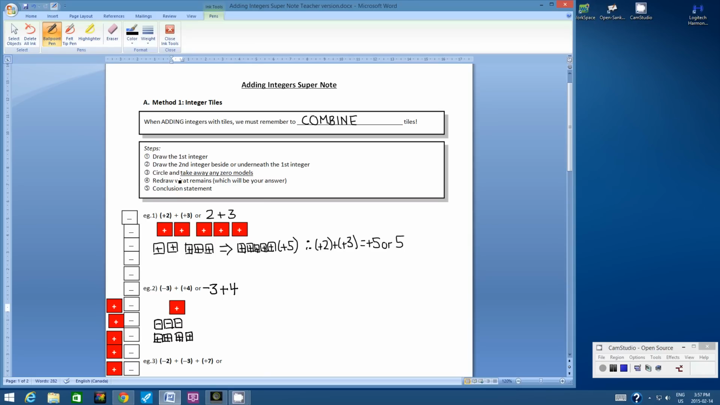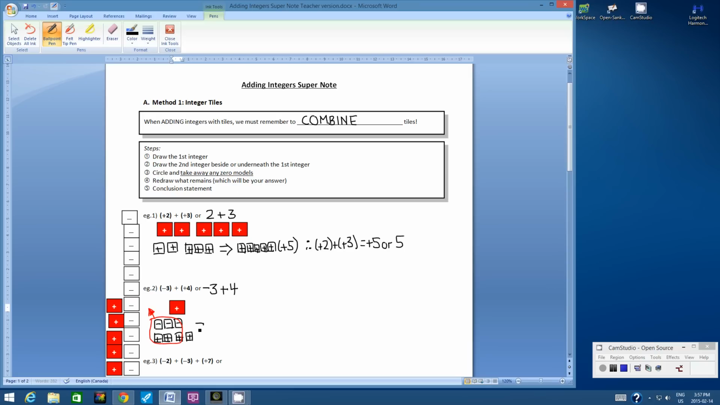Number 3, circle and take away any zero models. So what I want you to do is circle, this time, all 3 zero models with one loop. Normally, in the past, we've circled each individual zero model, but for these questions, I want you to circle all zero models with one loop, and then, very importantly, draw this arrow to show that they're being taken away. Now, unlike the tiles that we can just move off of our area, we can't just move a diagram off the page. All right, so now number 4, redraw what remains, which will be your answer.